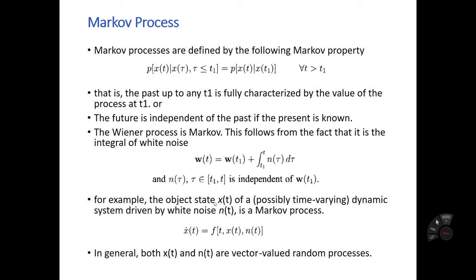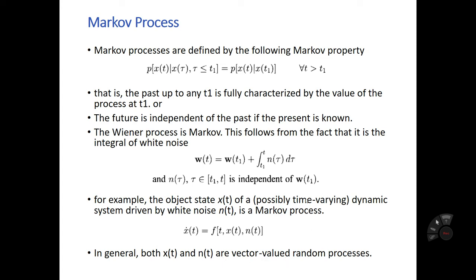For example, the object state x of t of a possibly time varying dynamic system driven by a white noise n of t is a Markov process. Then the velocity of the object state is a function of time, x of t and n of t. The velocity of the object state at time t1 is a function of the current time and the object state having some white noise. In general, both x of t and n of t are vector valued random processes.